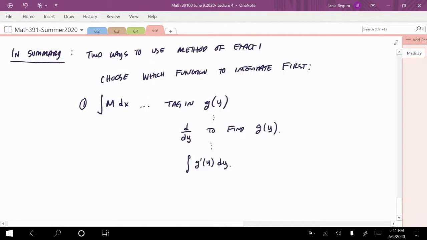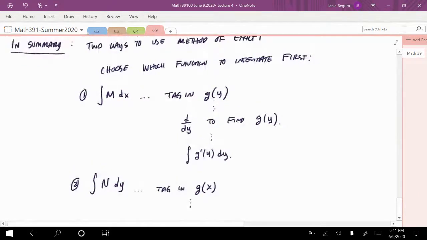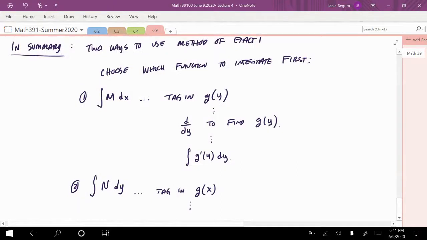Now this step could change depending on if you pick n to be the function to start with. You could have picked to integrate n, but that will be with respect to y, right? Because you'll have n times dy. So if you do that, you will tag in the function g of x instead of g of y, because if you differentiate with respect to x, you have to integrate with respect to y. And then fill in the blank, okay? So now let me do another example to illustrate how this method really works.